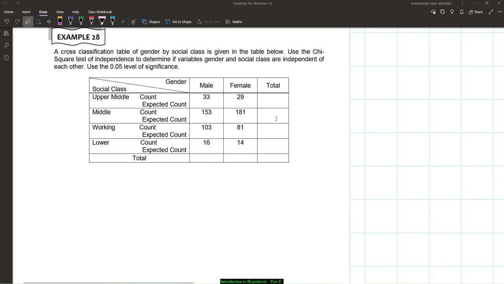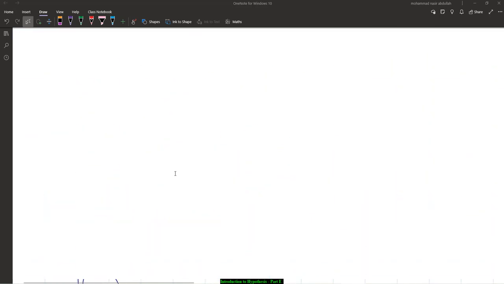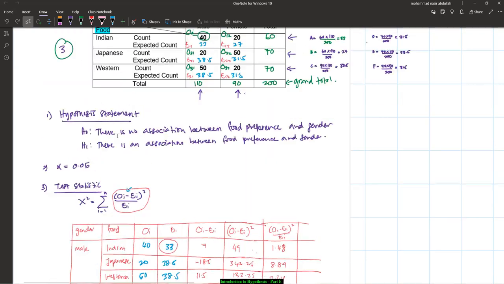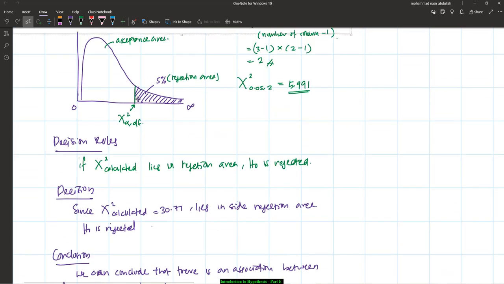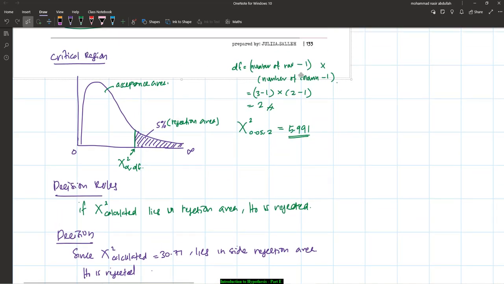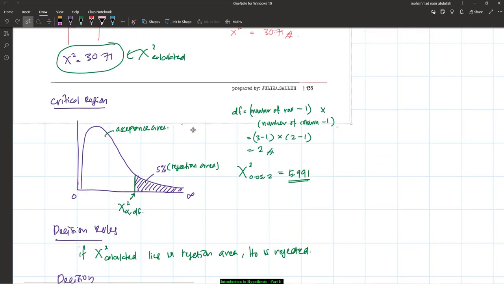So first step is you need to complete this table and state the hypothesis statement, level of significance, test statistic. Then you need to create a new table, right? So the new table is this one. You need to create this table so then you can understand the process of calculating the chi-square analysis of independence. And then the procedure is the same, but the difference is in the critical region.